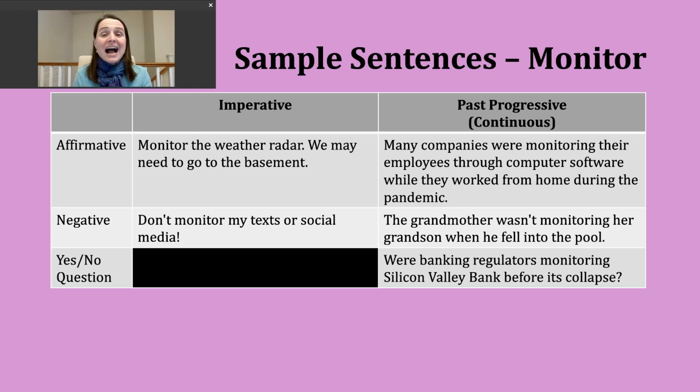If my subject is I, he, she, or it, I'm going to use was and then the ing form of the verb. But if my subject is you, we, or they, I will use were, W-E-R-E, and then the ing form of the verb. Let's take a look at an example sentence.